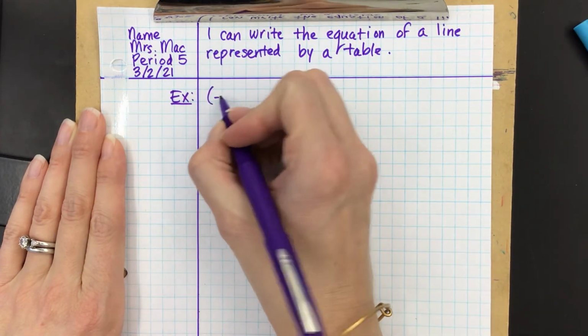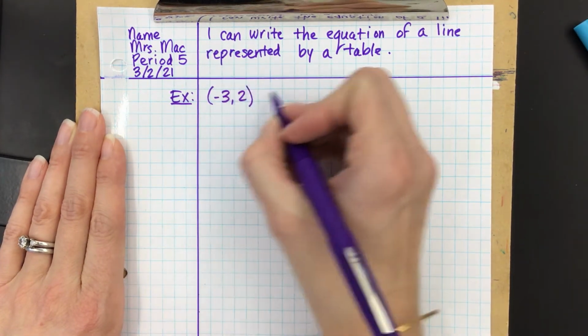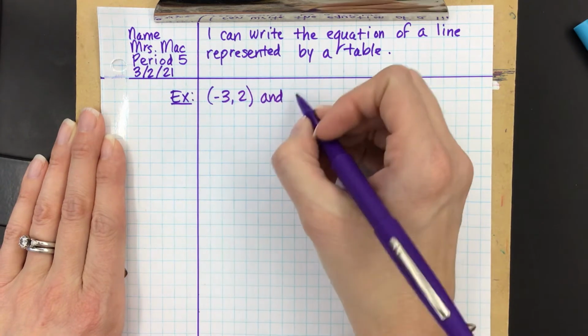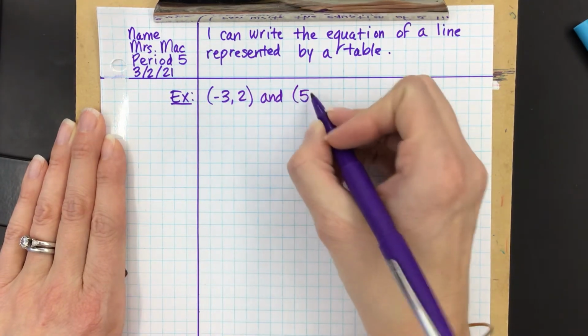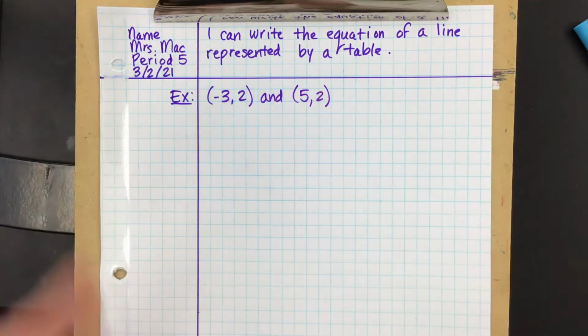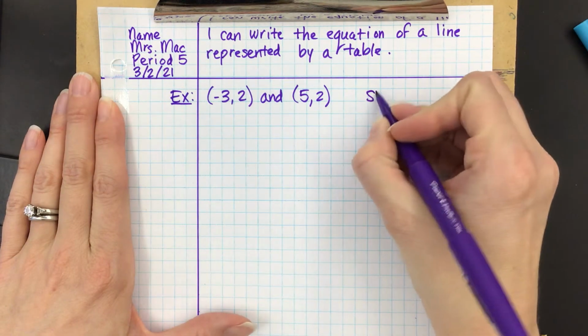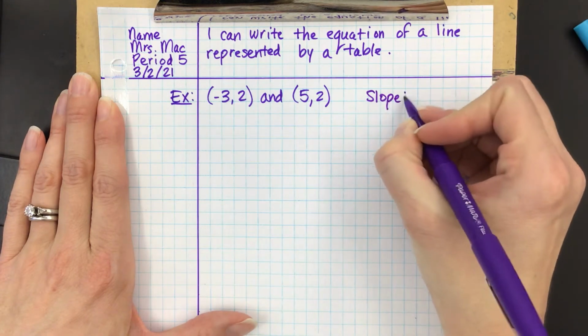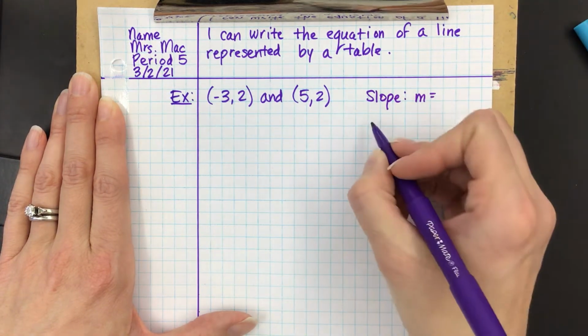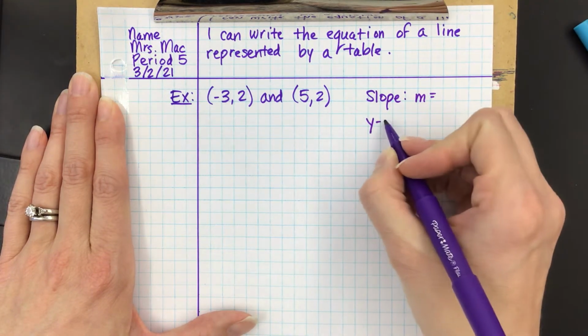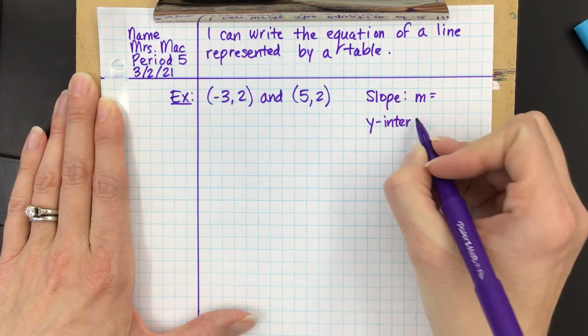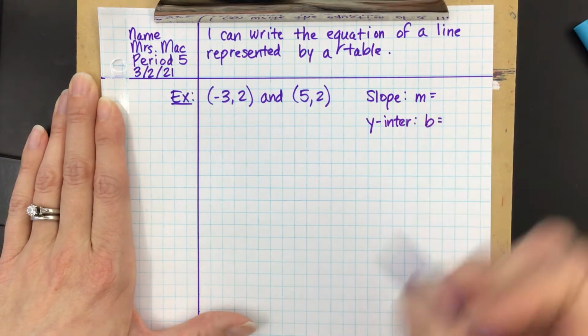So we're going to be looking at special lines today, and we're also going to look at how to write an equation if you're given a table of points that represent a linear equation. Okay, so we're going to do exactly what we did yesterday. We're going to go through the whole process. So the first thing I want to do is identify my slope, and I'm going to identify my y-intercept so that I can write the equation.